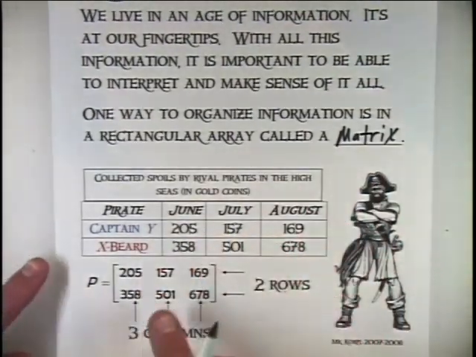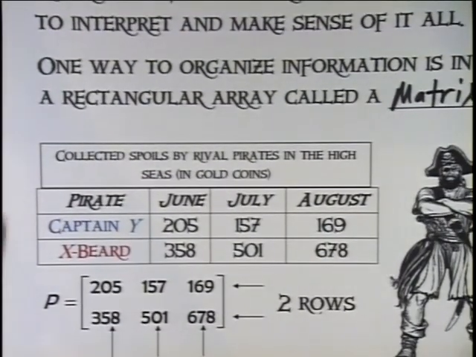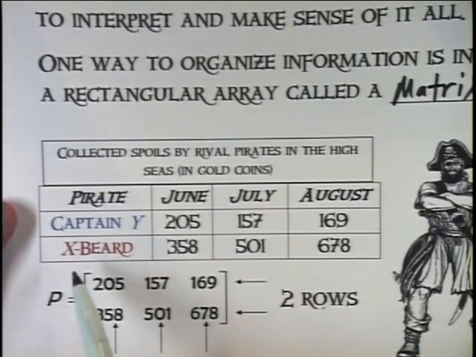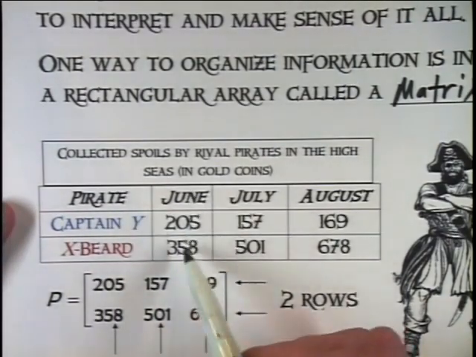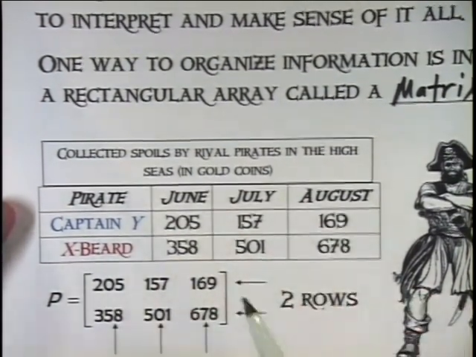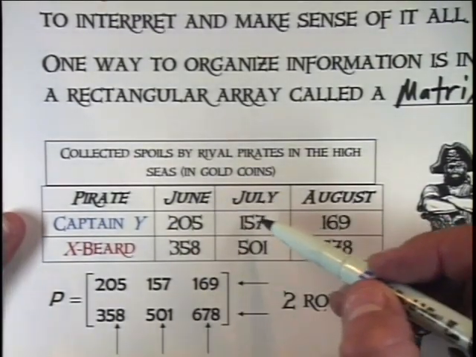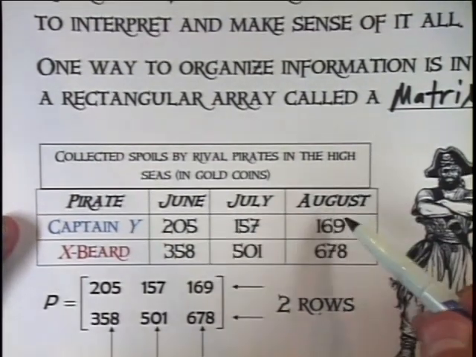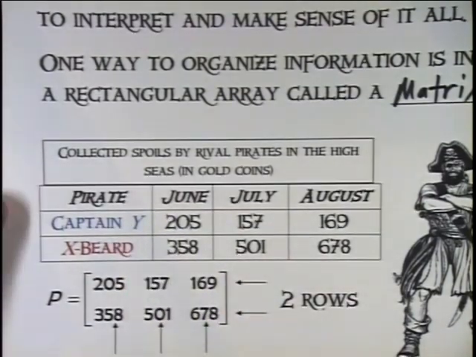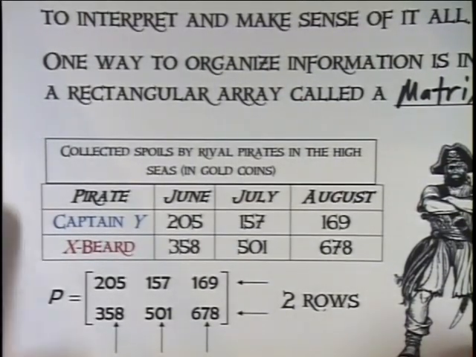Let's look at this little sample right here. We have the collected spoils by the rival pirates in the high seas, and we're going to measure it in gold coins. So we have two pirates here. We have Captain Y and X-Beard. You've already met him. And in the month of June, 205 for Captain Y, 358 that they've stolen, or pirated as they call it. They think steal has such a bad connotation. In July, 157 and 501 for X-Beard, and in August, 169 and 678. So X-Beard is a better pirate than Captain Y. But in the table format here, it's very easily arranged. We can make sense of it pretty quickly.